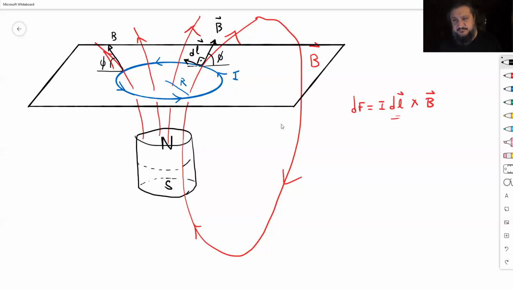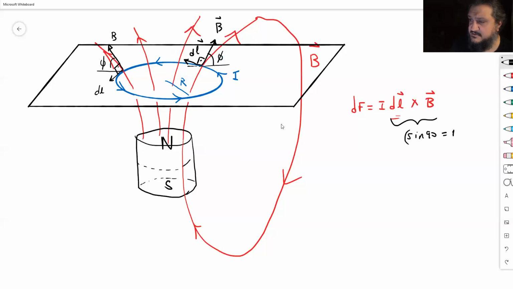Okay, I hope you're visualizing this. You're looking at this plane and the loop from above, okay? So if dL is at 90 degrees with the magnetic field over there, it'll be the same here. So dL is pointing this way, and then the angle between B and dL is still 90 degrees. So sine 90 is still 1. So there won't be any sine factor there.